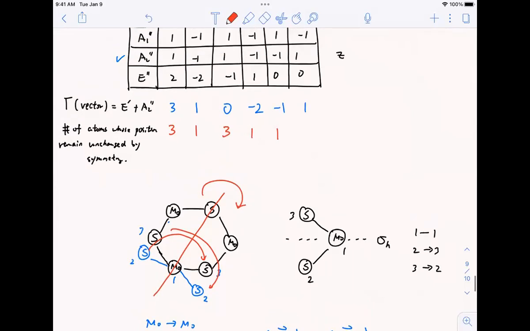Okay, if you still don't understand, go back to watch this video again and again until you understand, because it's nothing difficult. It's not even physics. You just have a certain configuration. You make a symmetry operation, and count how many atoms overlap, that's it.